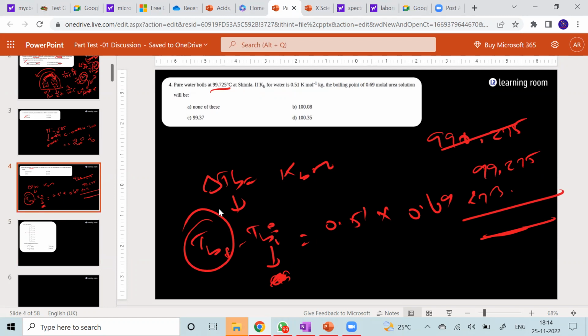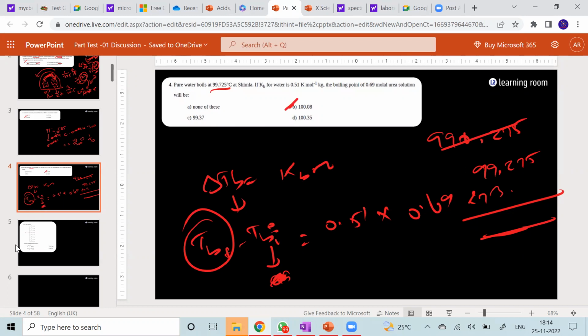Sir, what was the answer to the previous question? We'll calculate and tell. So you get 0.51 into 0.69, right? 0.3519 is what we get. 0.3519 plus 99.275 will become 99.6275... sorry, 99.725. That is 100.07, approximately 100.08. B will be the answer.